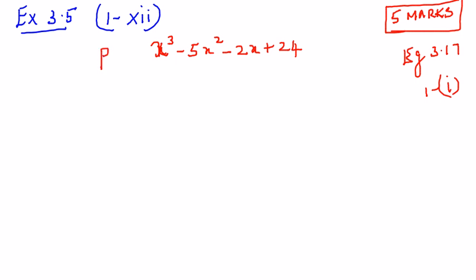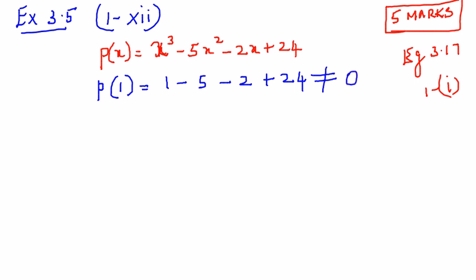So let us assume that the given equation is p of x. Now we need to see what value of x gives us 0. This equation should become 0. As always, trial and error method, let's start with 1. So you get 1 minus 5 minus 2 plus 24. Obviously this is not looking like 0 at all, right? It will never be 0 because you have a big term called 24 here.